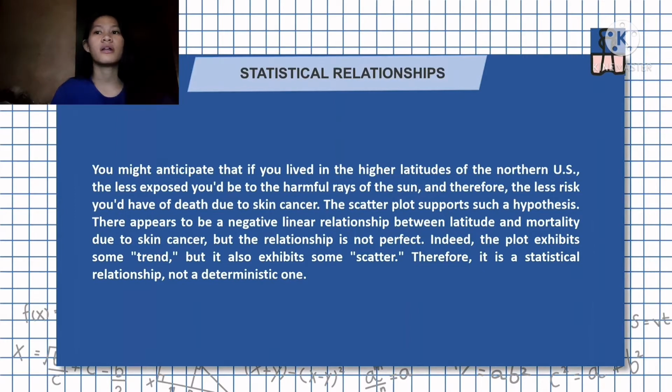There appears to be a negative linear relationship between latitude and mortality due to skin cancer, but the relationship is not perfect. Indeed, the plot exhibits some trend, but it also exhibits some scatter. Therefore, it is a statistical relationship, not a deterministic one.